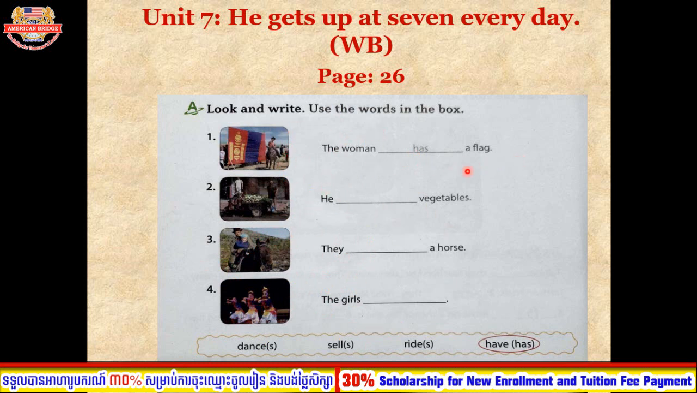The woman has a flag, that's in the picture, right? The woman has a flag. Number two, he blank vegetables. So he what, based on the picture? We don't know, right? You will know when you look at this book. Number three, they blank a horse. What's that? You know, right? The girls, what is it, everyone? Okay, so right now, everyone, do not waste the time. I think it's time for you to pause my video for 2 minutes in order to do the exercise. So you can pause it now and start doing it.